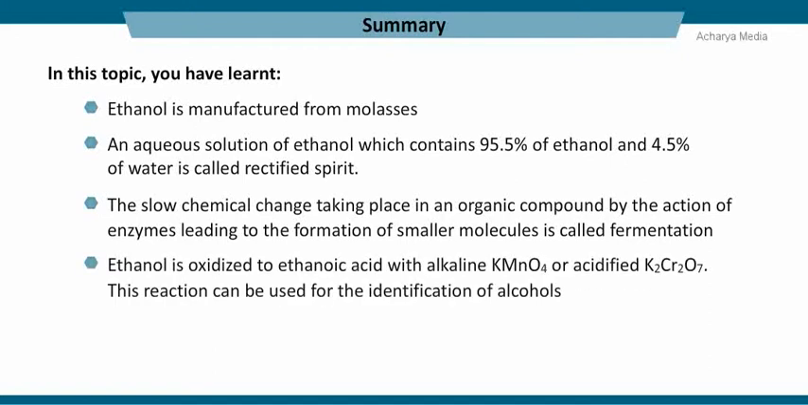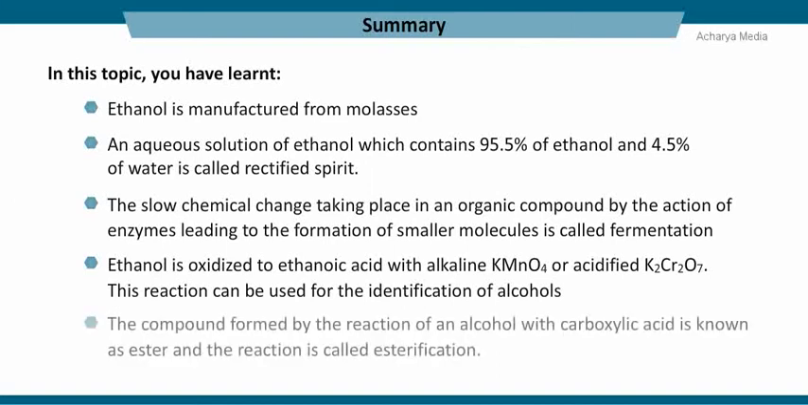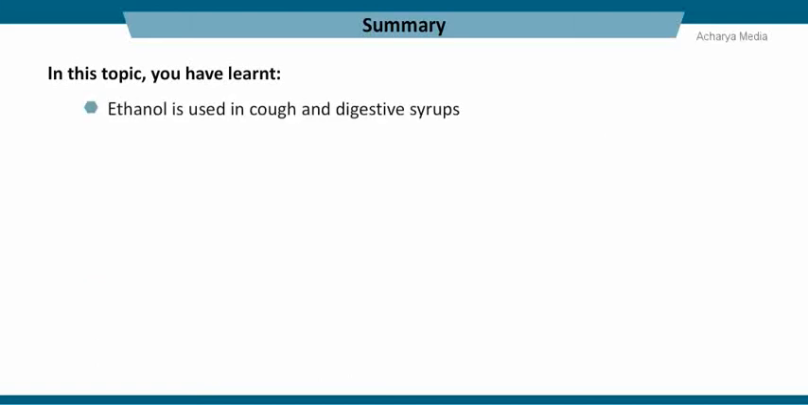Ethanol is oxidized to ethanoic acid with alkaline KMnO4 or acidified K2Cr2O7. This reaction can be used for the identification of alcohols. The compound formed by the reaction of an alcohol with carboxylic acid is known as an ester, and the reaction is called esterification. Ethanol is used in cough and digestive syrups. Nearly 40% of accidents are due to drunken driving.